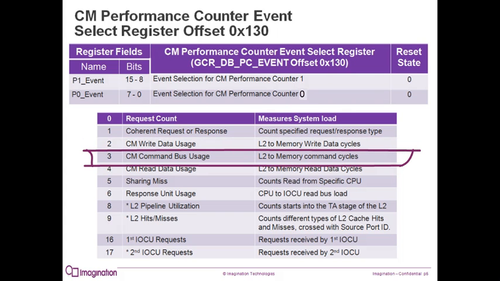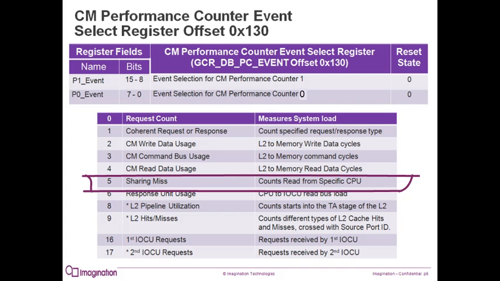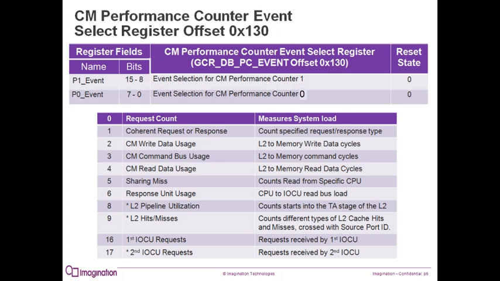Event 3 counts bus usage with the number of cycles the command data bus is in use. This event can be qualified to count stall cycles or not. Event 4 counts read data bus usage, which is the number of cycles the L2 memory read data bus is in use. This event can also be qualified to count stall cycles or not. Event 5 counts sharing miss, which is the number of cache misses that was satisfied by another processor. This event can be qualified by specifying which CPU should participate in the count.